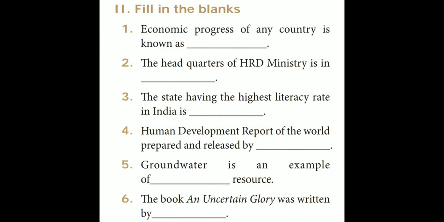Okay. Next, second, Roman number 2, fill in the blanks. Economic progress of any country is known as economic development. Second one, the headquarters of the HRD ministry is in Shastri Bhavan, New Delhi. Third one, the state having the highest literacy rate in India is Kerala. Fourth one, the Human Development Report of the World is prepared and released by the United Nations Development Programme. Fifth one, groundwater is an example of renewable resources. Sixth one, the book An Uncertain Glory was written by Professor Amartya Sen.